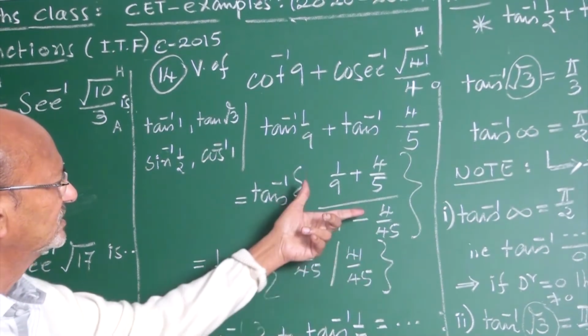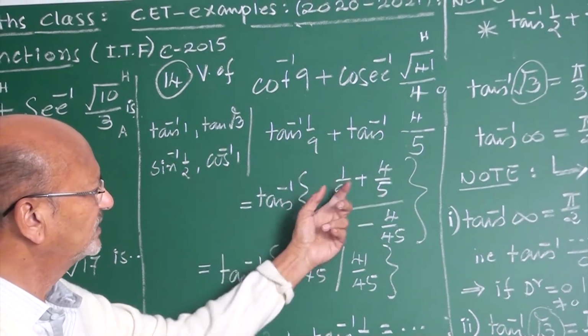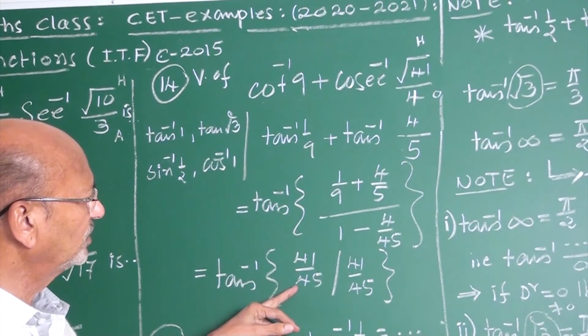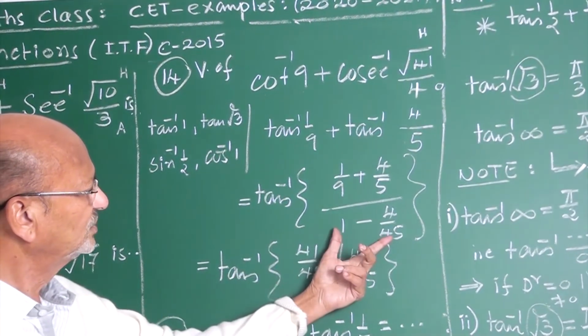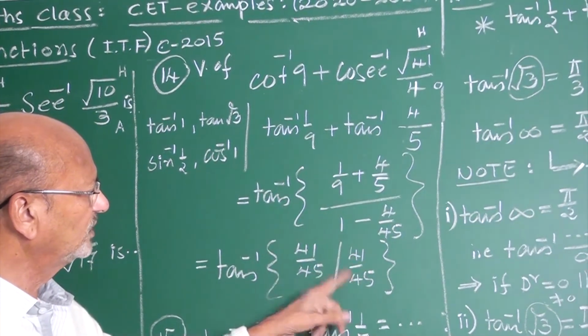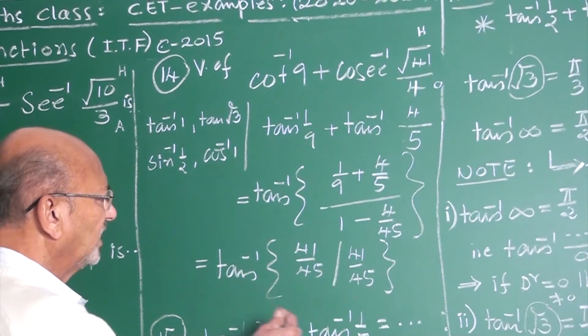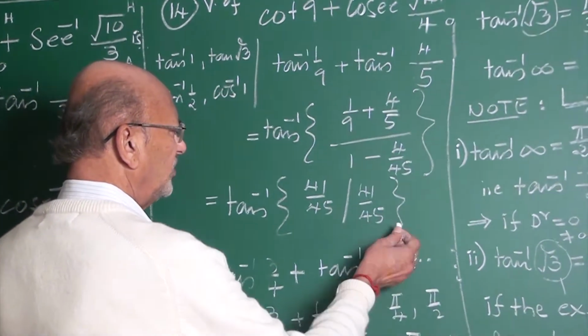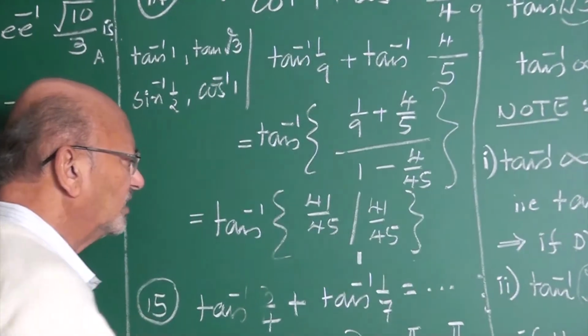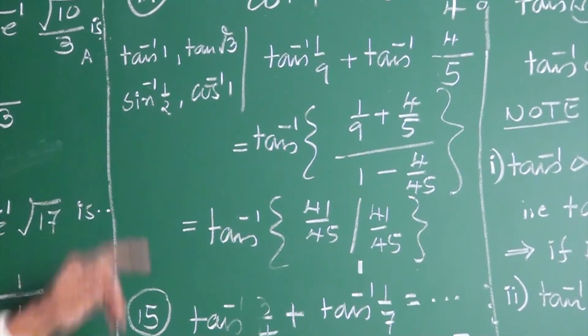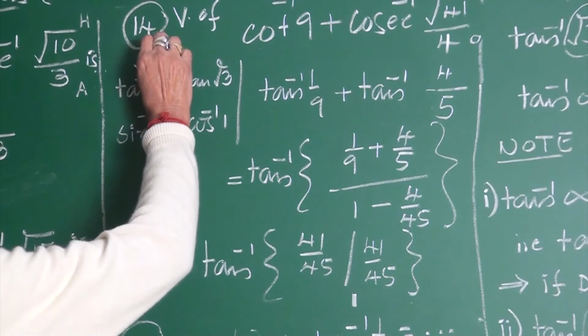Yes, my friends, what is this? 5 plus 36 is 41 upon 45. This is 45 minus 4 is 41 upon 45. Then it cancels, my friends. You have a direct, this is 1. What is the answer? Tan inverse 1. It is in terms of tan inverse only.